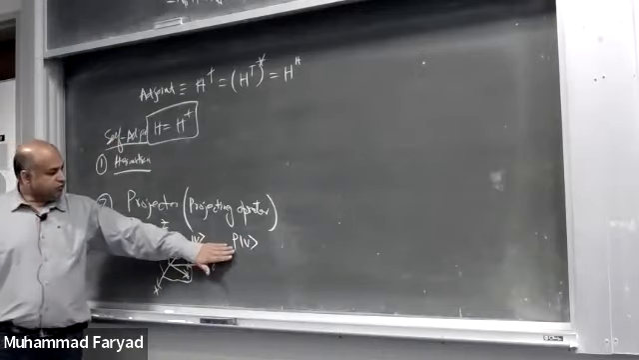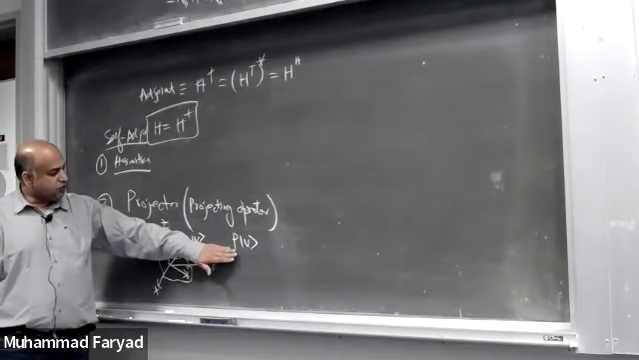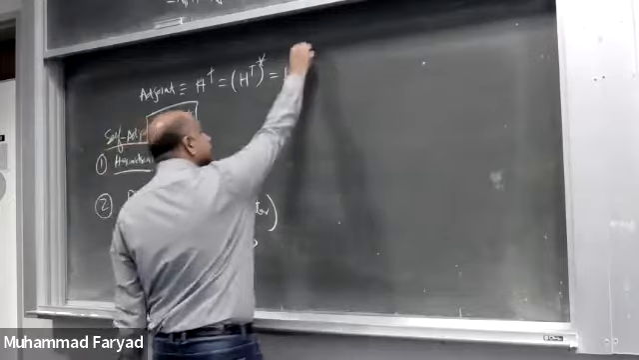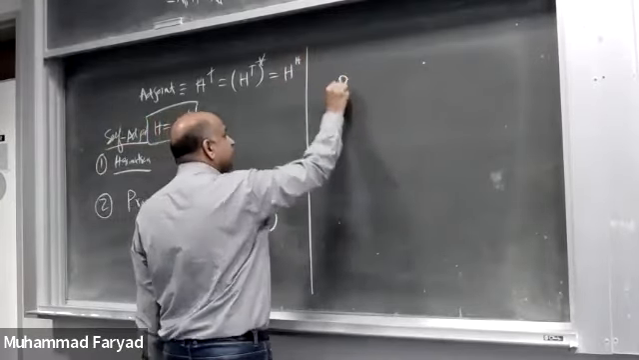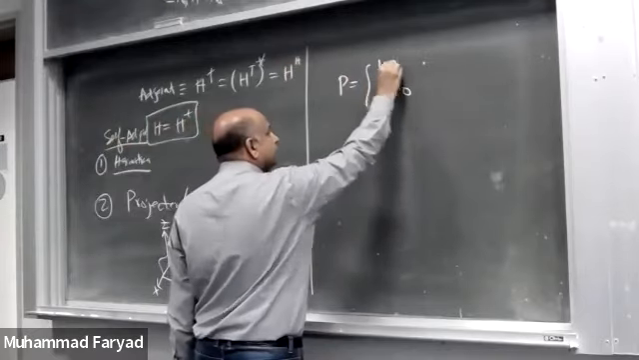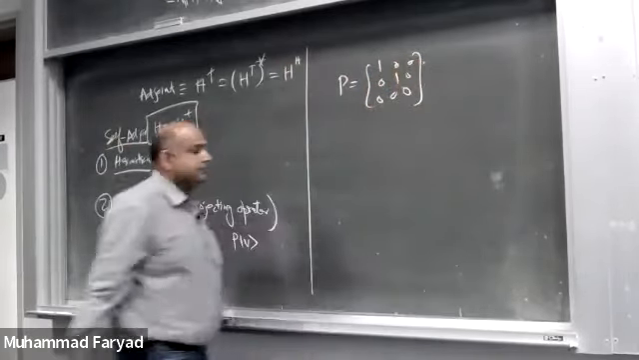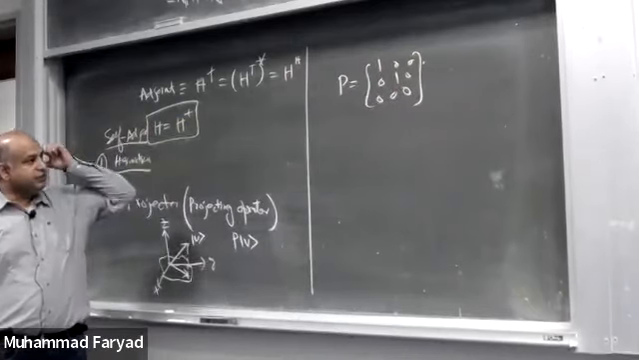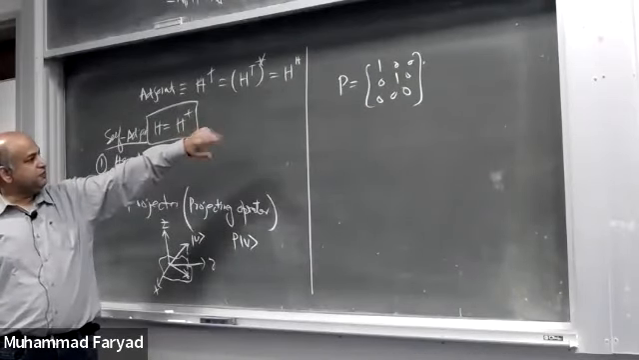There might be other ways to define it as well. But if I'm working with the three-dimensional vector space, I can define this type of projector like this. As you can see, this matrix, first of all, is Hermitian.